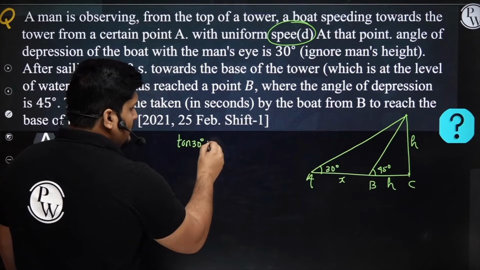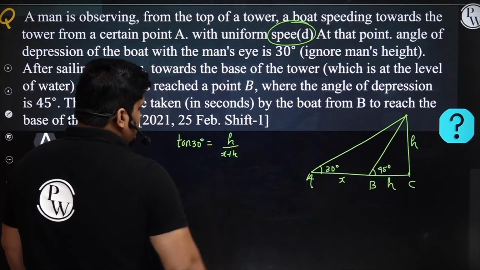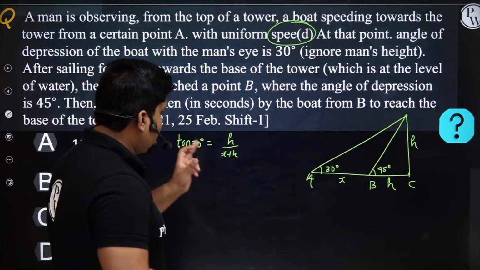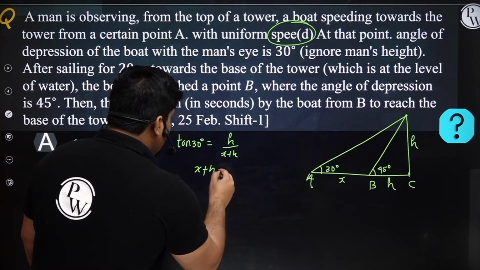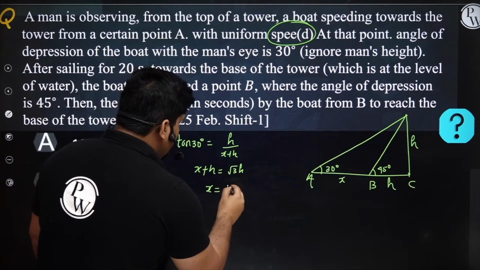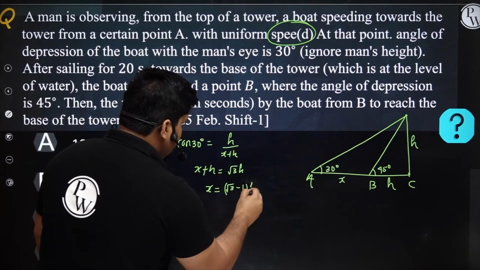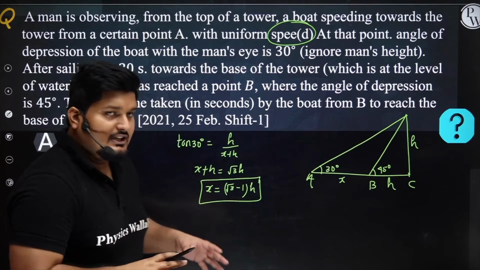Tan 30 is equal to X upon X plus H. So we got this relation. Tan 30 is how much? Tan 30 is 1 upon root 3. So X plus H will be equal to root 3 H. So we have X equal to root 3 minus 1 times H. We have this relation known between X and H.